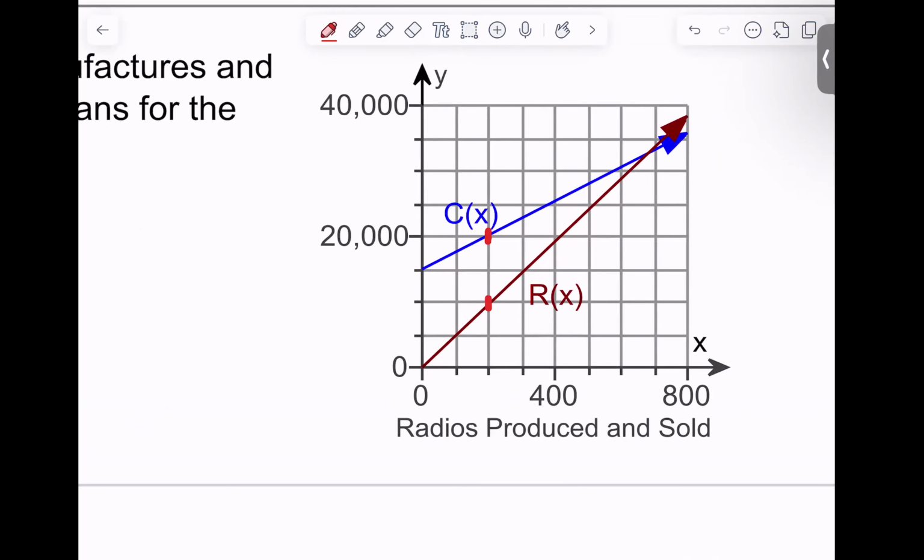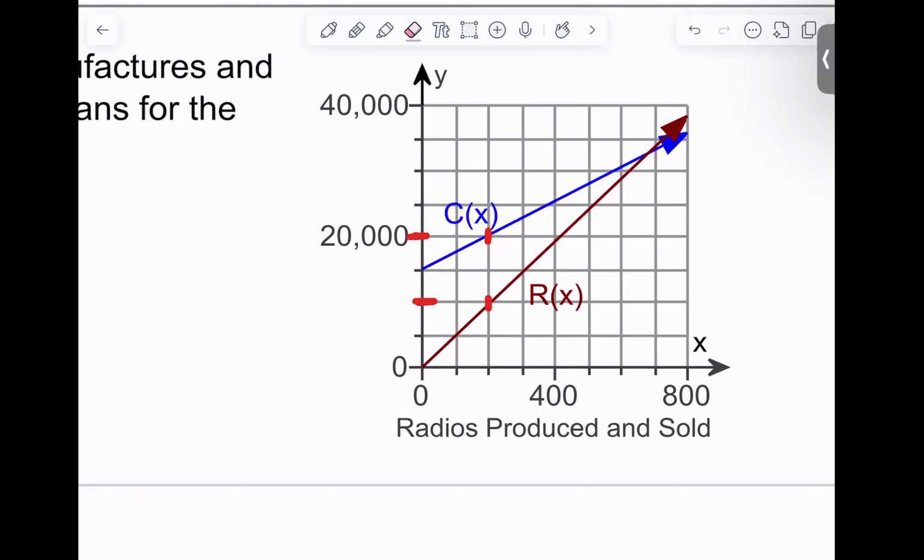Now, I'm going to have to use the formula because the graph is just going to give me an approximation. But the revenue is below the cost. So if I take revenue and I subtract cost, I'm going to get a negative value. The value of the revenue here is approximately $10,000. The value of the cost here is approximately $20,000. So I'm $10,000 approximately in the hole. So revenue minus cost is going to be approximately -$10,000.